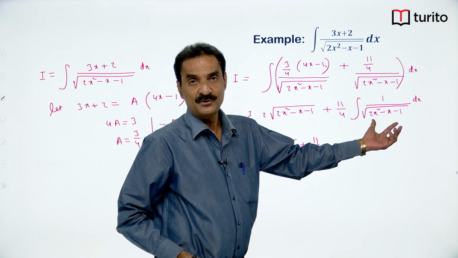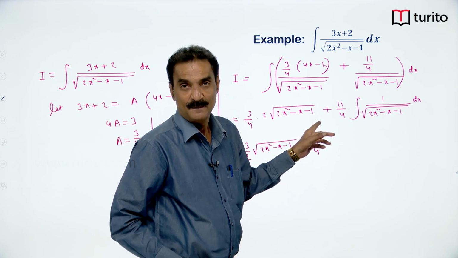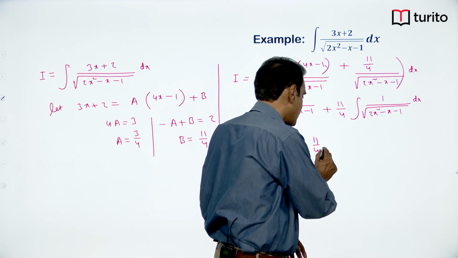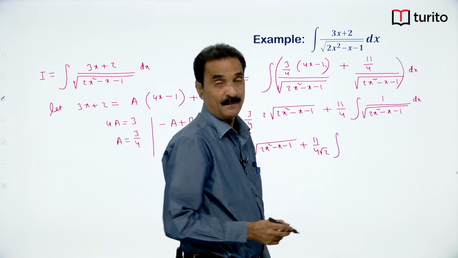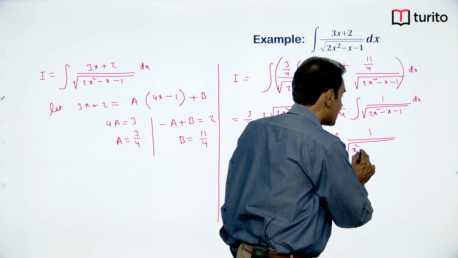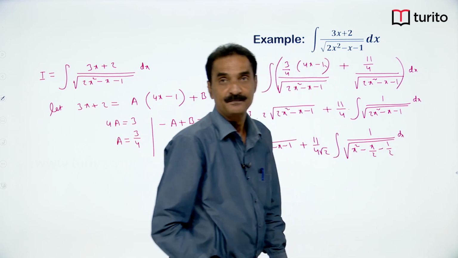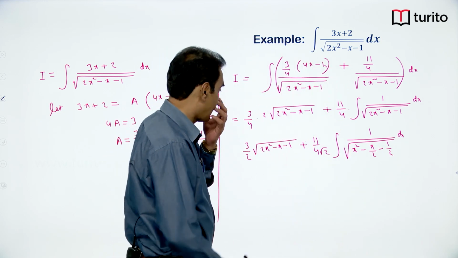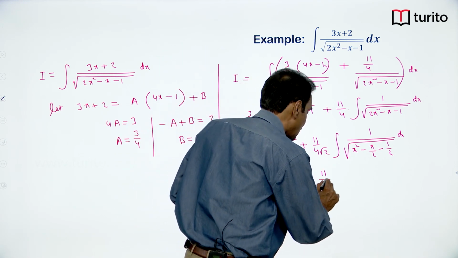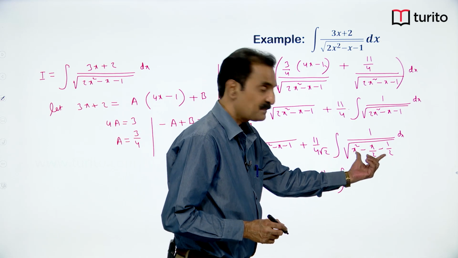For integrating, we have to write this quadratic as a perfect square. So for that you have to take 2 common, because 2 is not a perfect square. Taking 2 outside, you will get 11 by 4 root 2 integral 1 by root over x square minus x by 2 minus 1 by 2 dx. Now this is as it is, plus 11 by 4 root 2 integral, express this as a perfect square.